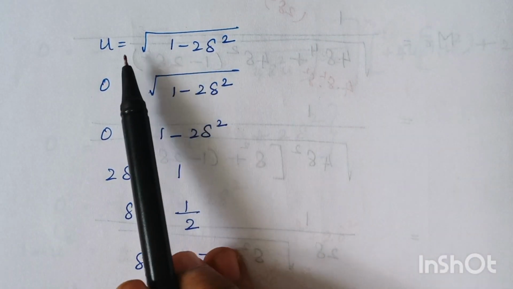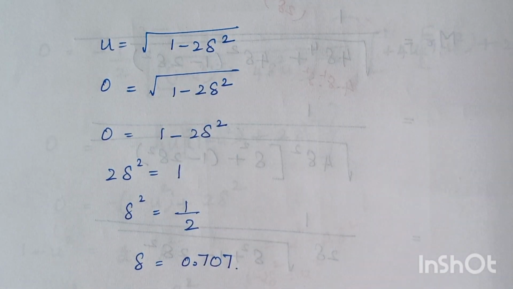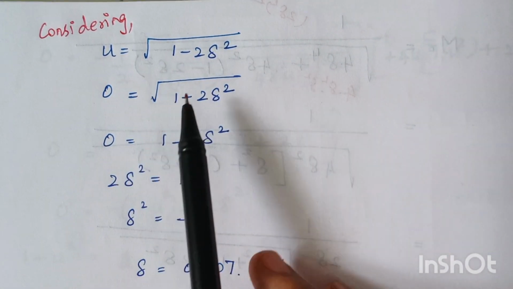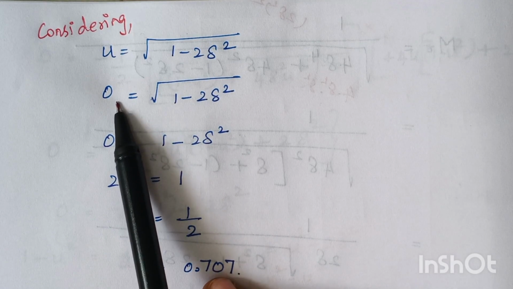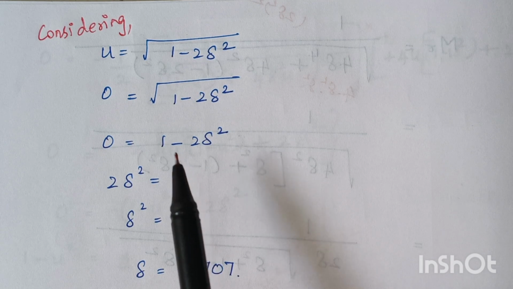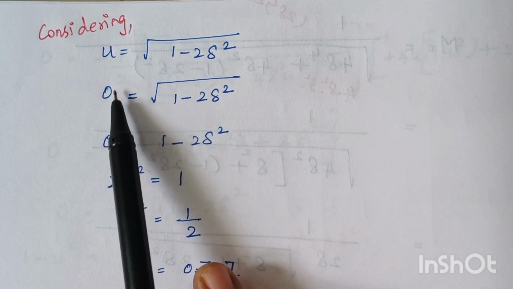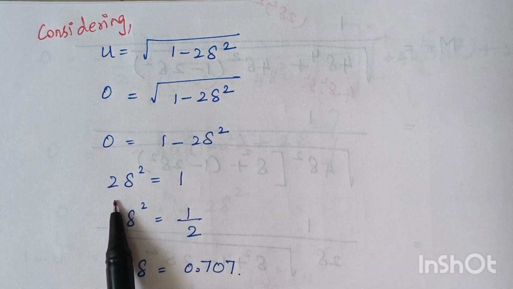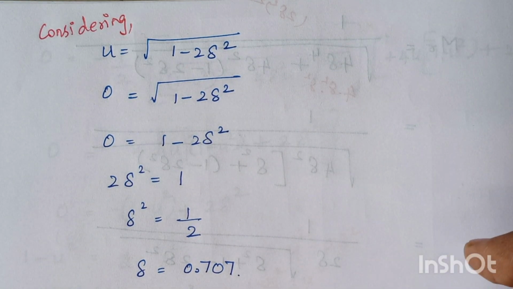So from this expression, I have u equal to square root of 1 minus 2 zeta square. Sorry, not from this expression. We are considering this expression, u equal to root of 1 minus 2 zeta square. Whenever u equals 0, using this condition we are going to find the value of zeta. So u equal to 0 gives an expression like this, and by solving we get 2 zeta square equal to 1, and finally the value of zeta is 0.707.